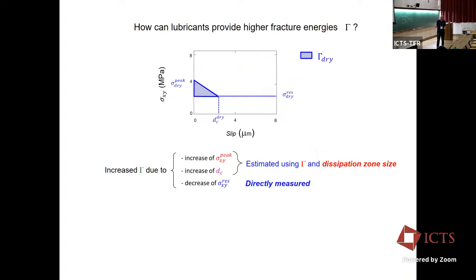What happens with a dry interface? We can estimate the peak stress in various ways, and we measure the residual stress here. And this is our triangle. And this is what happens with silicone oil. Actually, the peak stress goes up a little bit, but the residual stress goes way down. So the area of this triangle becomes larger. And with the hydrocarbons, this peak goes even twice as high as that. And the region of slip that takes place at each point until we get to the residual stress is much larger. And this we can also measure.